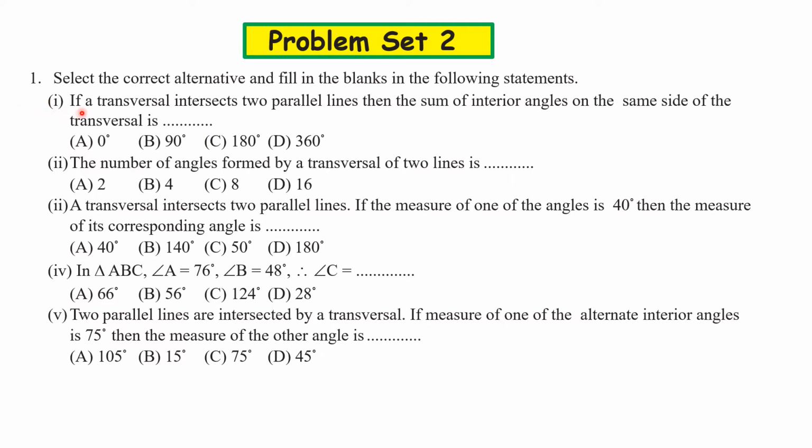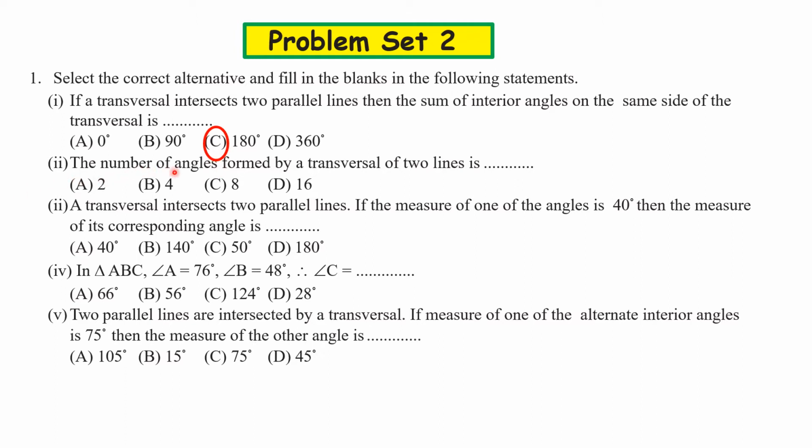First example: if the transversal intersects two parallel lines, then the sum of interior angles on the same side of a transversal is... The interior angles are supplementary, therefore their sum is 180. So the answer is C.